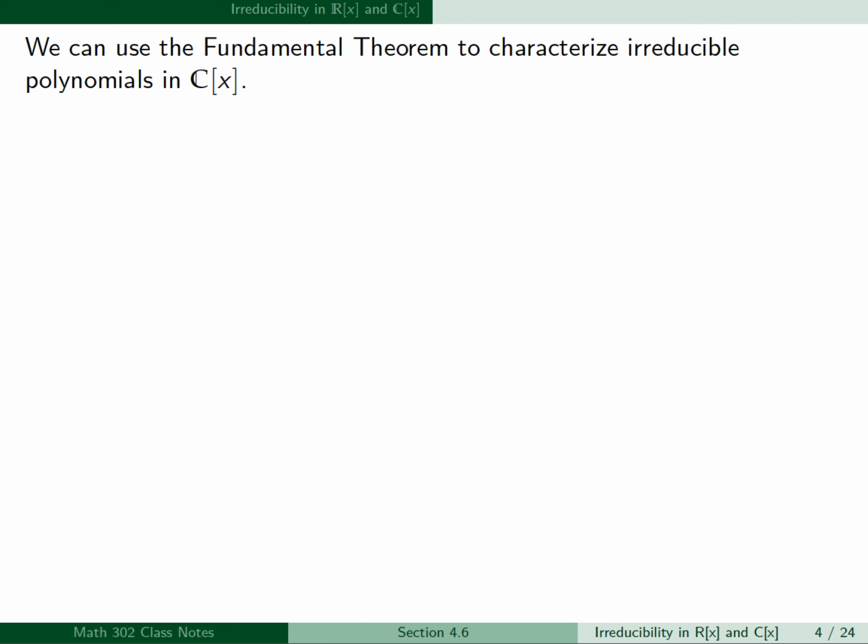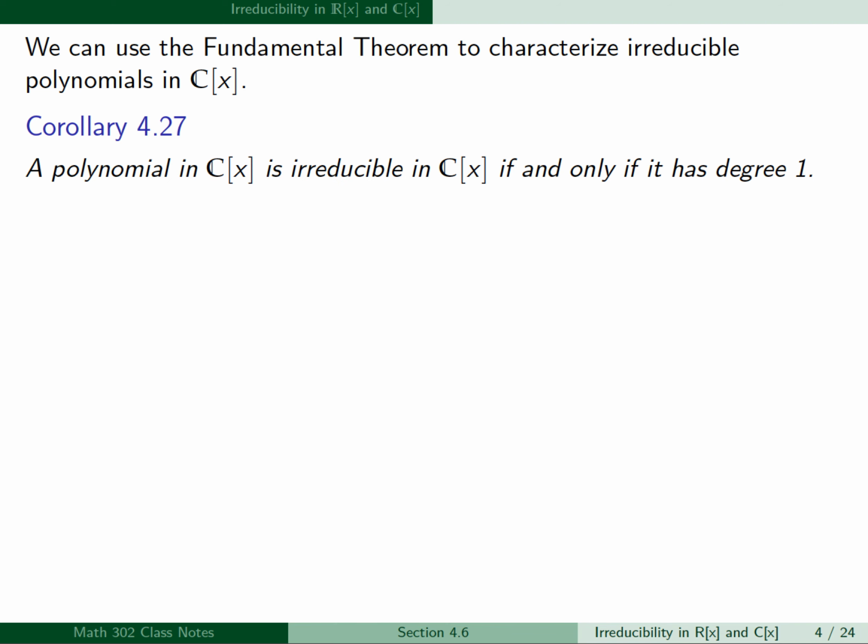We can use the fundamental theorem, however, to characterize irreducible polynomials in C[x]. We have Corollary 4.27, which states that a polynomial in C[x] is irreducible in C[x] if and only if it has degree 1. So this is telling us that the only irreducible polynomials in C[x] are the linear polynomials.